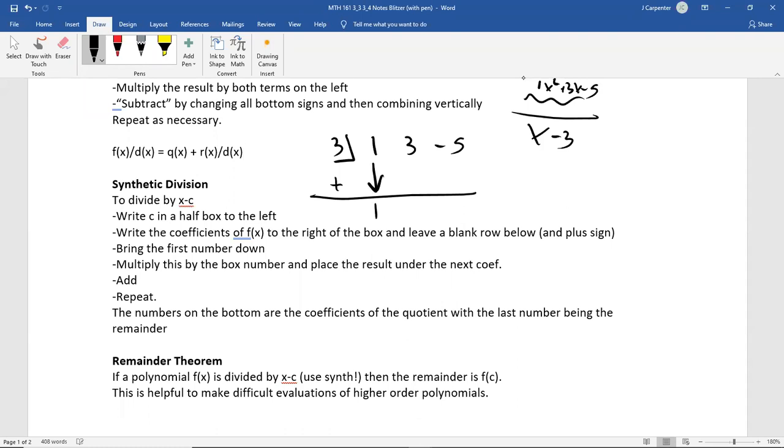You bring the first number down, you multiply and then add, and then multiply and then add. 1 times 3 is 3. Add, you get 6. 6 times 3 is 18. Negative 5 and 18 make 13. From right to left, that goes your remainder, your constant, your coefficient of x, your coefficient of x squared, et cetera. So that says that the answer would be 1x plus 6 plus 13 over x minus 3. That was the whole process.